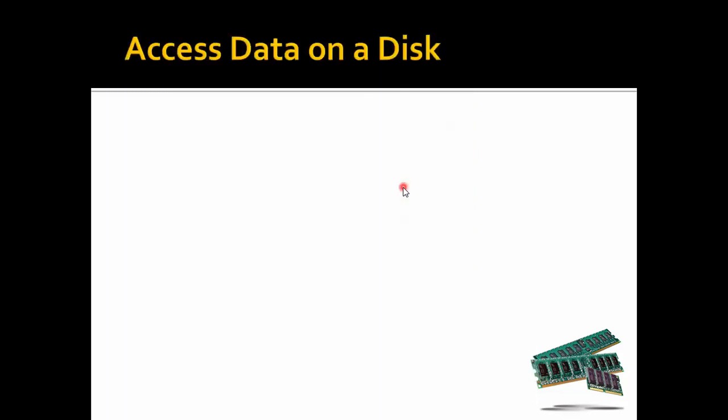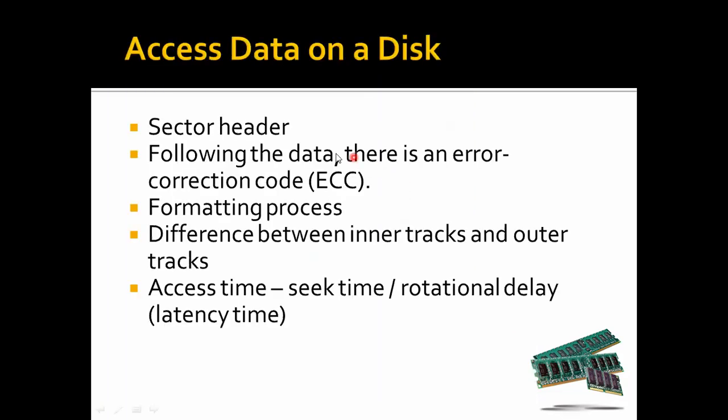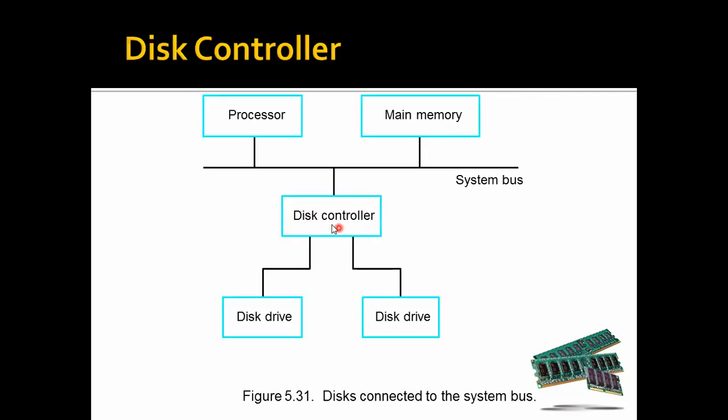So now, here is how the data will be accessed on a disk. Here the sector header will be there, and following the data there is an error correction code. That means there is a disk controller on the disk. What is the use of this disk controller? All the disk drives are connected to this disk controller.